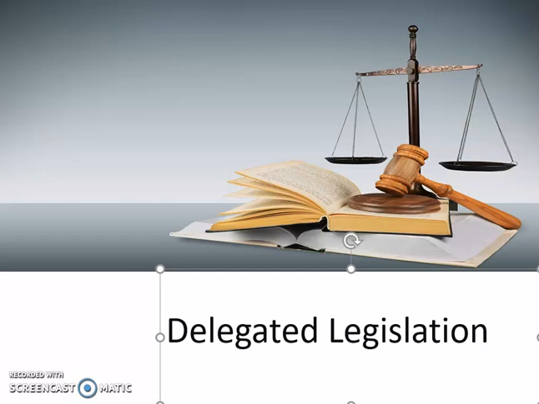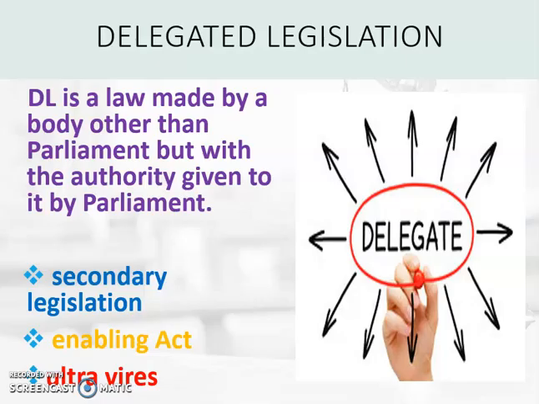If we start by looking at our definition of delegated legislation, as I've already mentioned, delegated legislation is law made by some person or body other than Parliament, but with the permission of Parliament. It's sometimes known as secondary legislation, and in order to make delegated legislation, the body other than Parliament needs to use what's called an enabling act or a parent act to enable them to make the law.